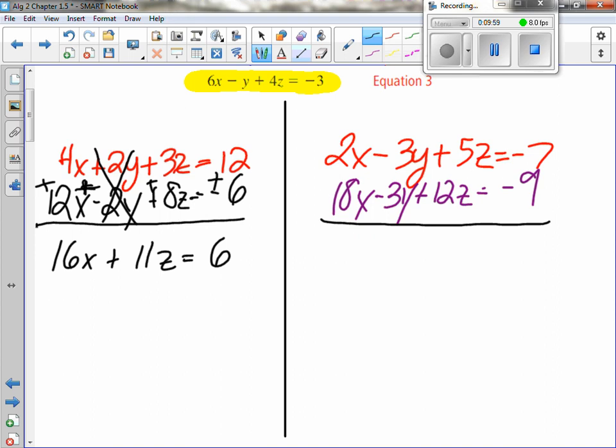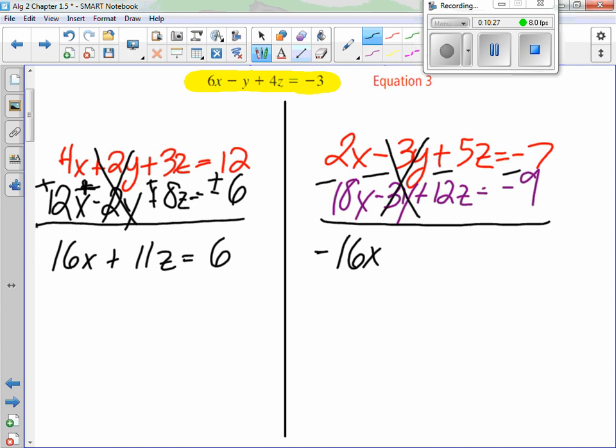We got that there. Here the signs are the same. So when the signs are the same, we subtract. When the signs are opposite, we add. So 2x minus 18x is going to be negative 16x. Negative 3 minus negative 3 will be 0, just like we want. 5z minus 12z is going to be negative 17z is equal to 2.